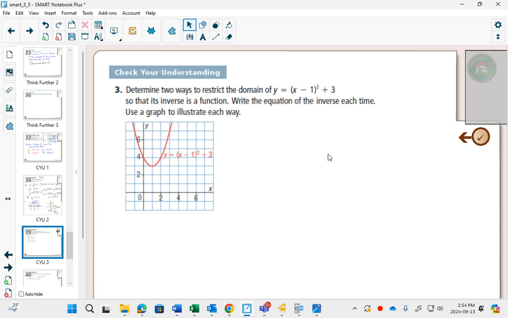This question is saying, but maybe if we didn't take the whole parabola, maybe we could make it work. So the question says, determine 2 ways to restrict the domain so that the inverse is a function. Okay, first thing I'm going to get you to do is our vertex is going to be really important, so I'm going to label it at (1, 3).